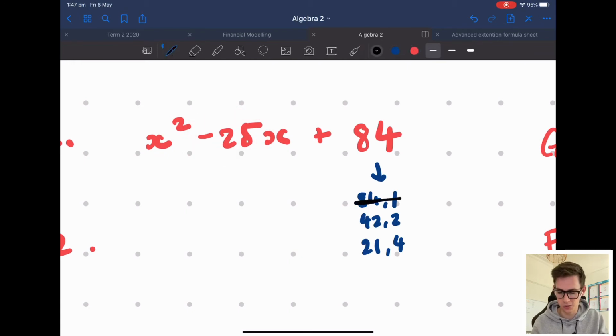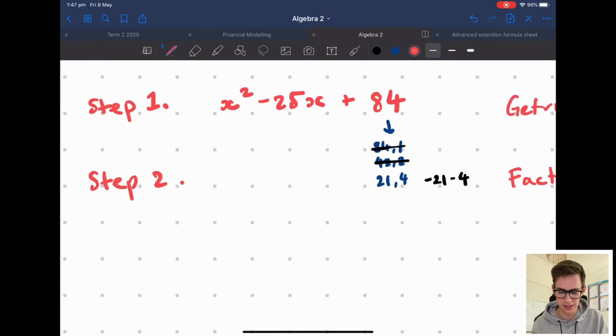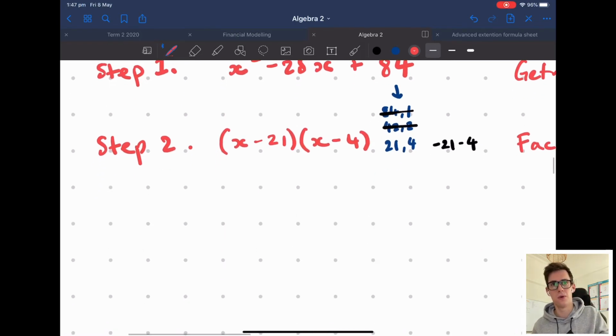Clearly that's not going to work with 84 and 1 or 42 and 2 because the numbers are going to be too big. But 21 and 4, if I had negative 21 and negative 4, that indeed gets me negative 25. So that means my factorized version is going to be negative 21 and negative 4. Okay, I told you this was gross.